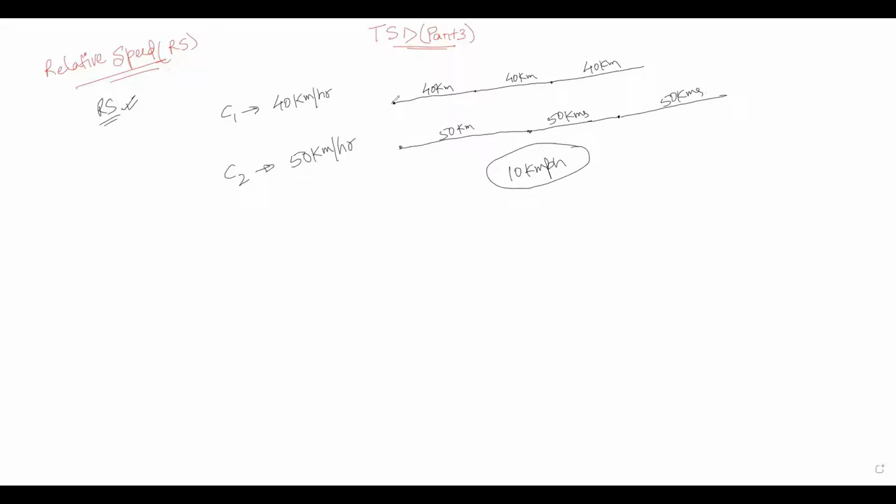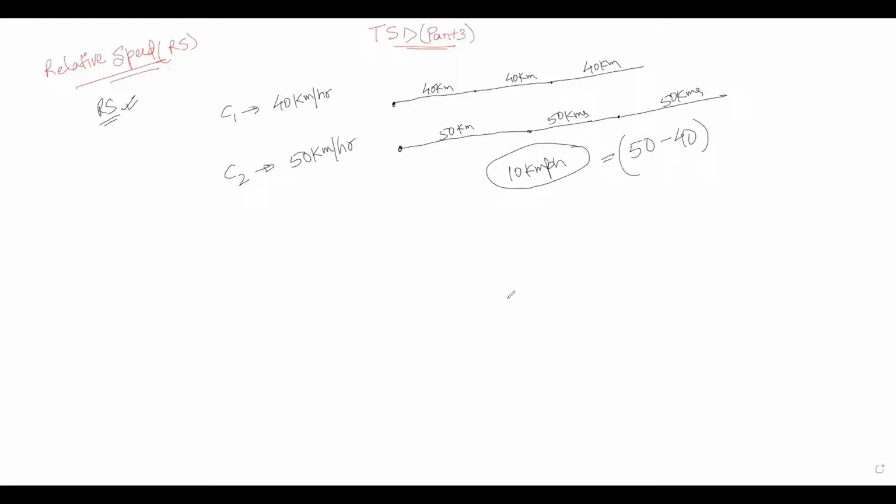In this case, I have considered both these cars are traveling in the same direction. So when the cars are traveling in the same direction, the relative speed between these two cars would be simply the difference of the speeds between these two cars. So that would be 50 minus 40.